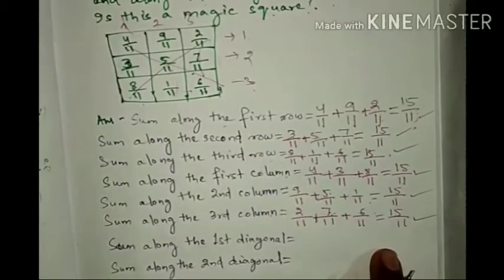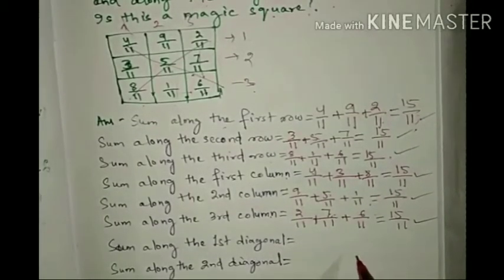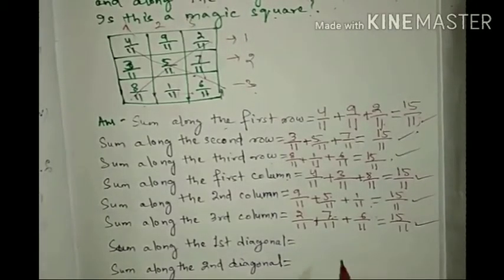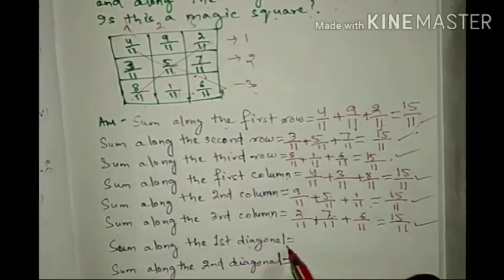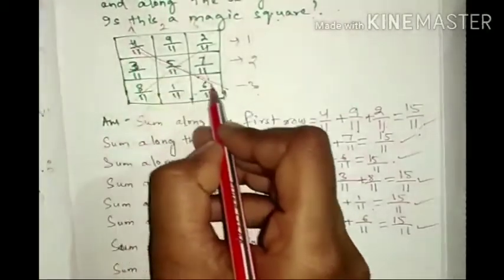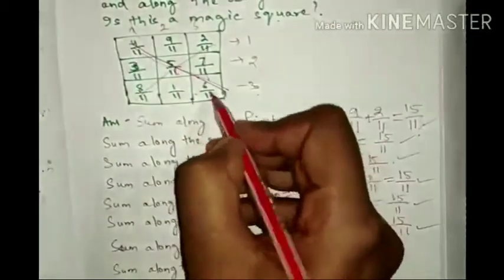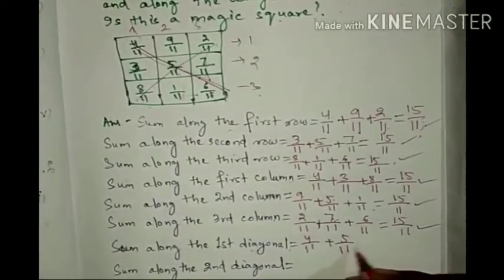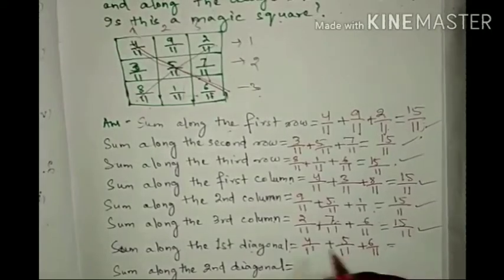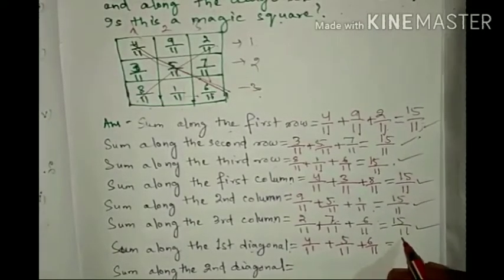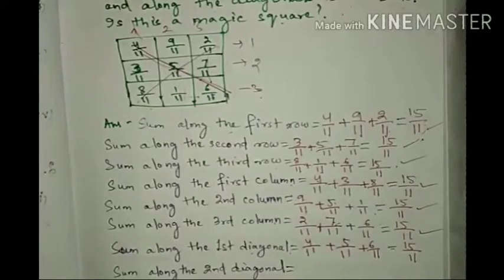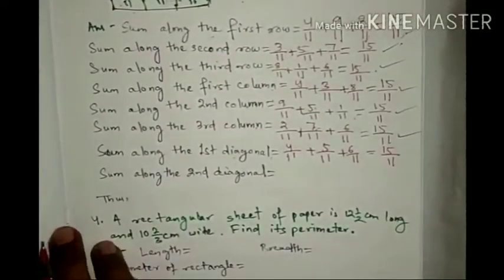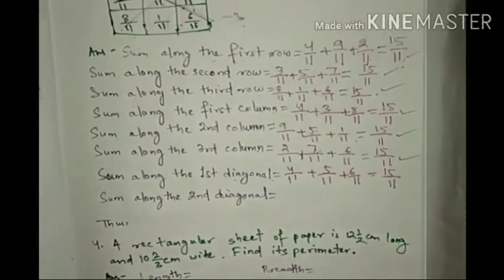So let's go to the diagonals. Look at the diagonal. Along the first diagonal, we have 4 by 11, 5 by 11, 6 by 11. 4 by 11 plus 5 by 11 plus 6 by 11. So 4 plus 5 is 9, 9 plus 6 is 15. 15 by 11. Next we'll go to the second diagonal. So the sum of the second diagonal, look here.